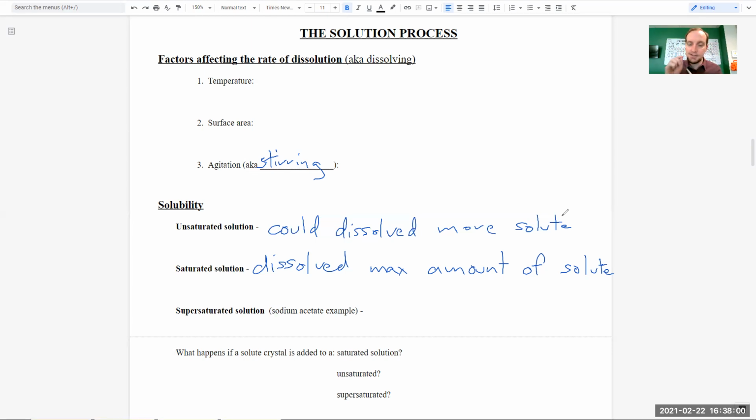Now, like I said, this is unstable. So if you add just a little bit more, it'll crystallize and the whole thing will come out of solution and it just solidifies. It's pretty cool looking. I'll try to show you guys some videos in class. But this is dissolved, I'm going to say beyond the maximum.